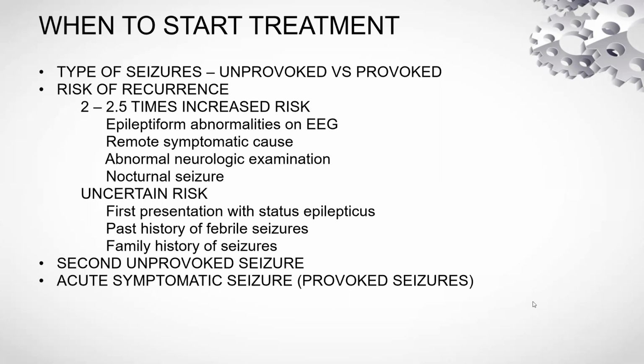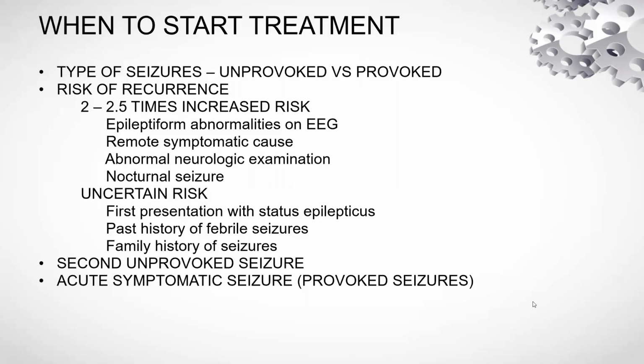is history of significant head trauma in the past, or if there is history of meningitis or encephalitis in the past, that would make a remote symptomatic cause. Also, if MRI or CT scan shows an area of gliosis, that would also make it a remote symptomatic cause. In that case, also we should start treatment after a single unprovoked seizure.